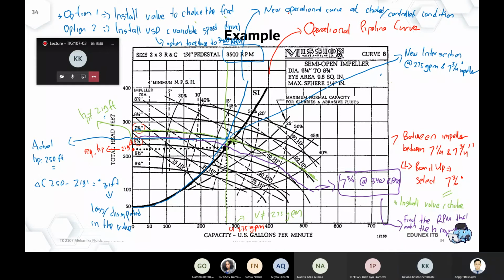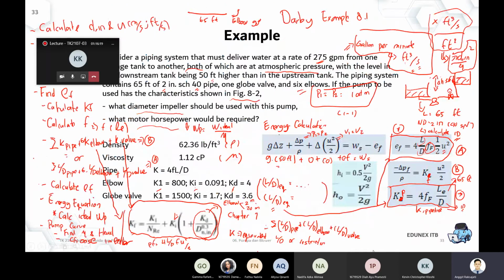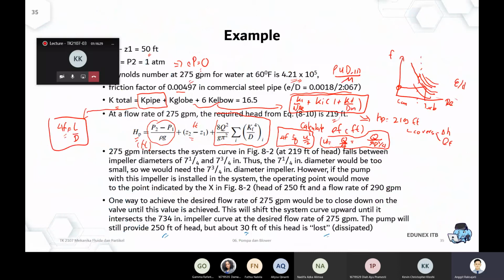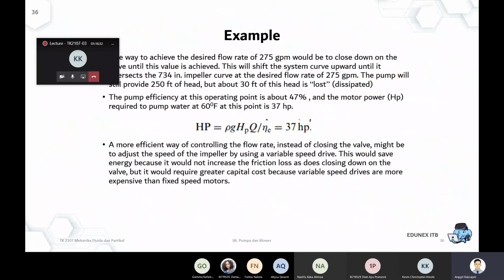Well, it's not 100% efficient. It serves the purpose, the objective of the process, but you spend more than what is ideally required. Maybe I can answer that question by answering the second question: what motor horsepower would be required? I think those questions can be answered using the same principle.